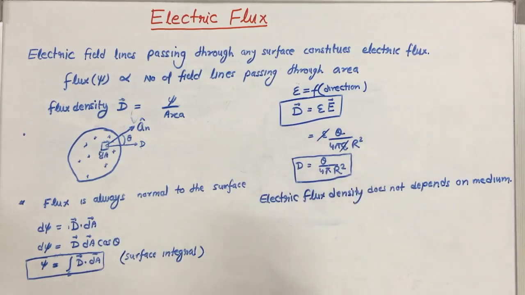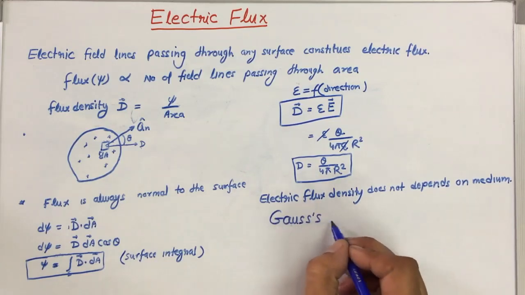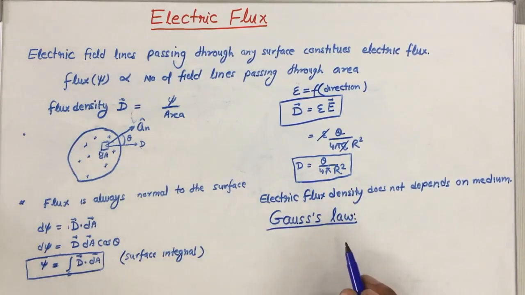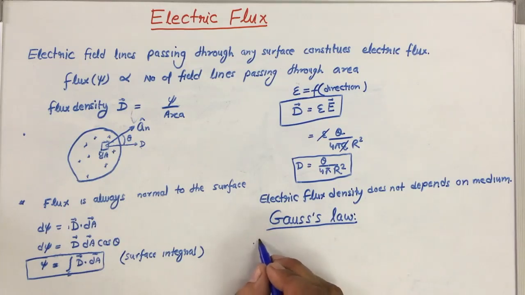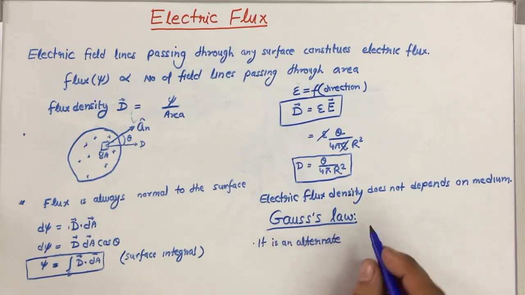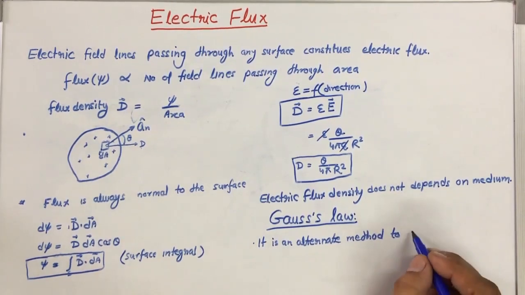Okay. After that we will discuss Gauss law, and most probably all of us know about Gauss law, and we know that it is an alternate method to find the electric field in different cases. So regarding Gauss law we can write one sentence: it is an alternate method to determine electric field.